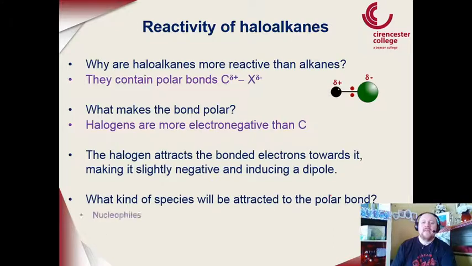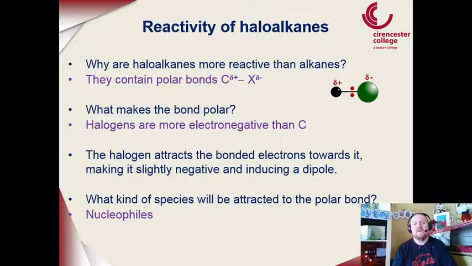So now we look at the reactivity of these things. And if we think about it, alkanes are quite unreactive unless you burn them, which is why not much really happens with them. We can of course add chlorine or bromine using radical substitution, but we actually have quite a high reactivity of haloalkanes, and the reason for it is because of this bond here.